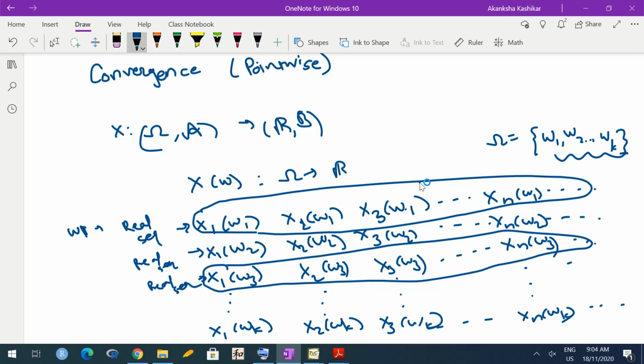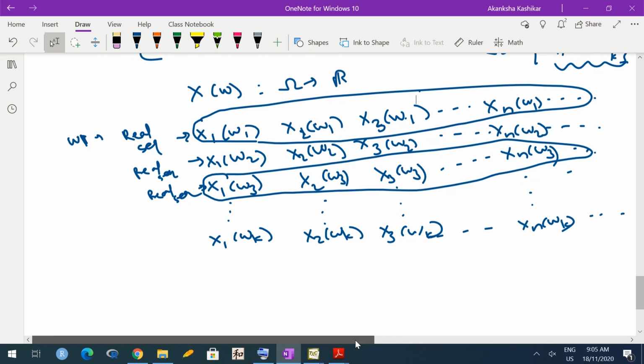This is a slightly different type of discussion, but you must have come across it in real analysis. In real analysis, when you talk about sequences of functions, this is exactly what you do. Okay, x here is a function. In fact, that's why we have the sequence and uniform convergence, etc. So when I talk about a sequence of random variables, we have to talk about a collection of sequences of real numbers. Now what happens because of this?